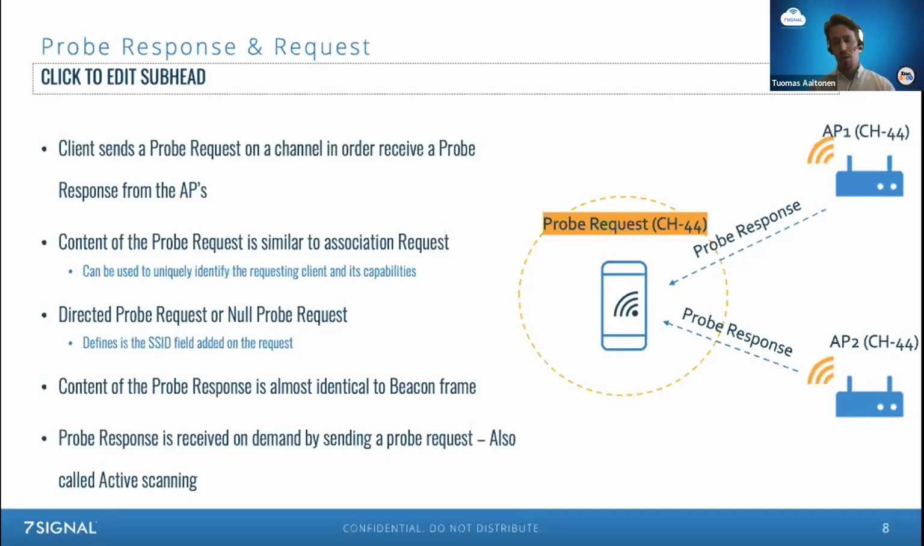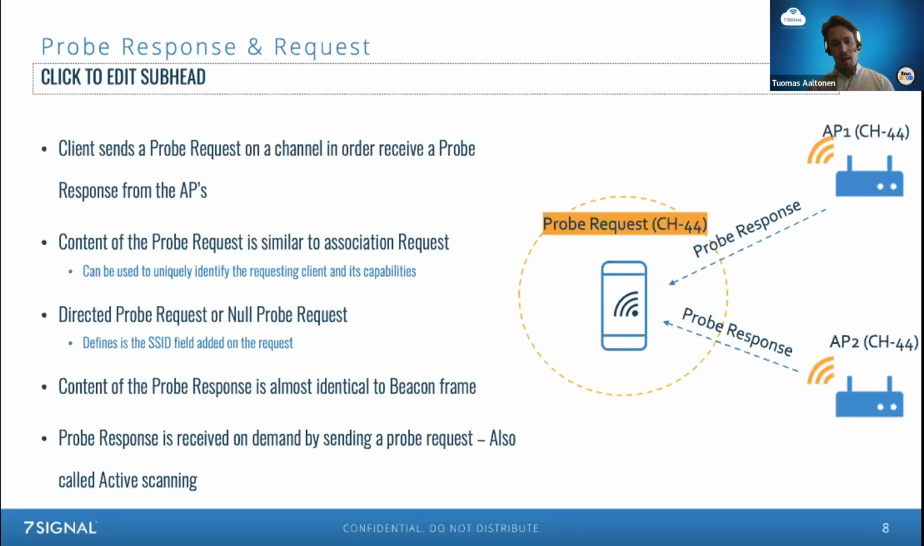So if you look at the content of the probe response, it's almost identical to the beacon frame. And on the other hand, if you look at the probe request, it's almost identical to the association request. And these probe requests can already be used to identify the client. So the AP gets information from this client who sends the request, and then in response, the access point responds with the probe response, and that gives the information back to the client about the access point's capabilities.